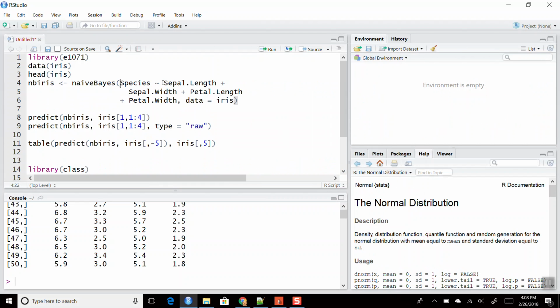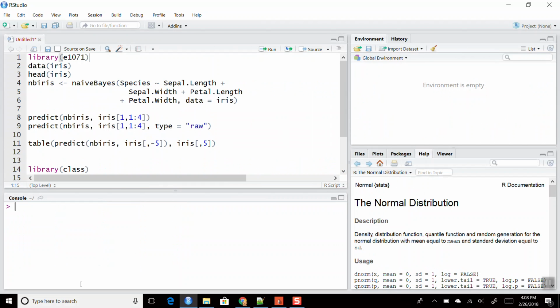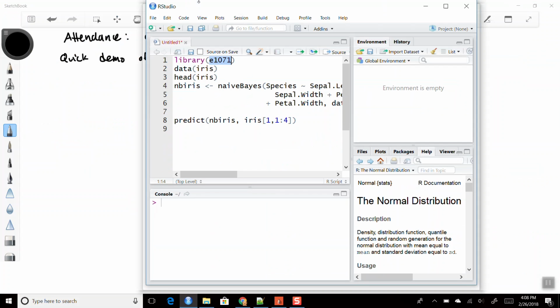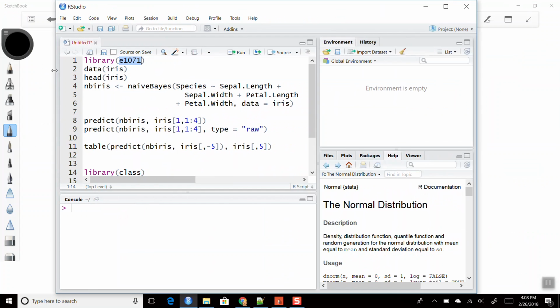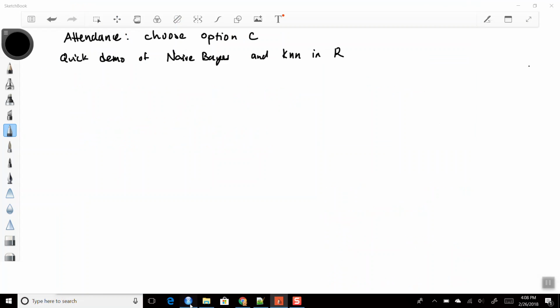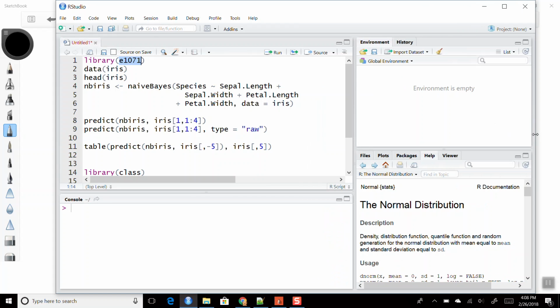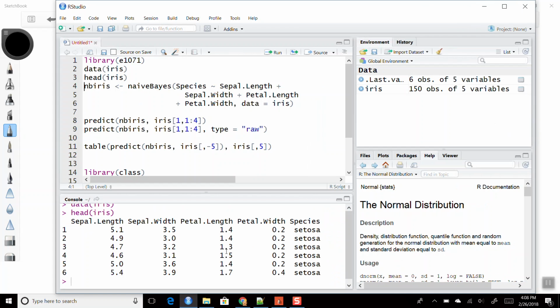So we can use the naive Bayes function. There are probably several naive Bayes functions now, but one of the earlier ones was from the package e1071. The way you would do this is, you'd load up your data, and here we've got the iris data set, four variables: sepal length, sepal width, petal length, petal width.